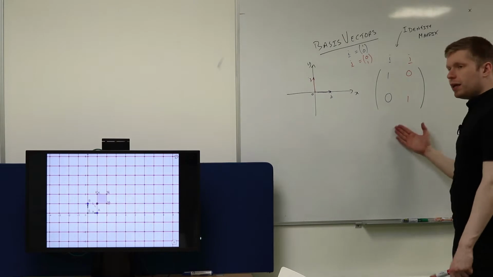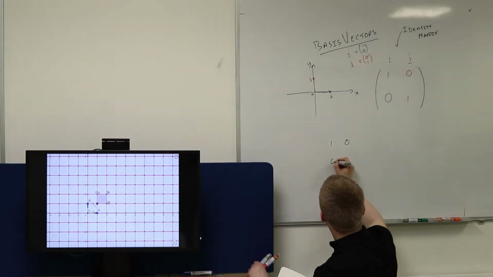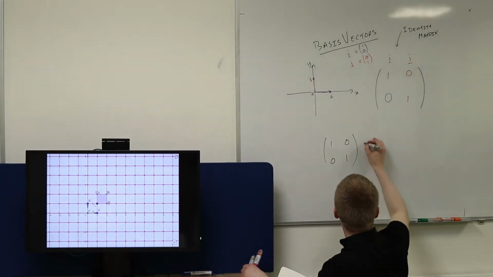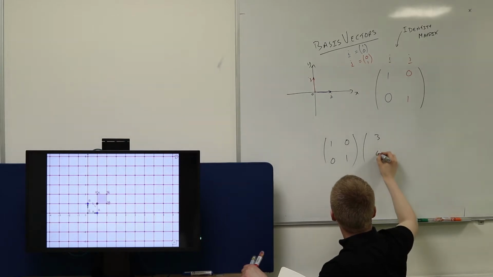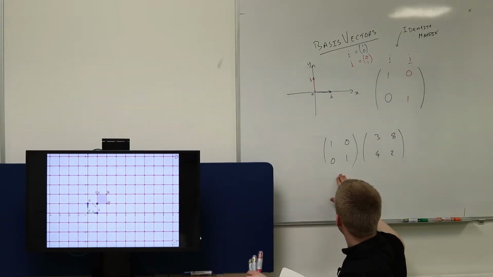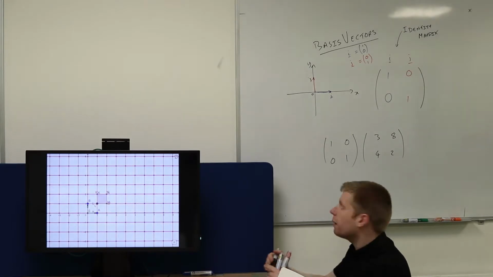So if I take a matrix then, let's take 1, 0, 0, 1, and I multiply by another matrix, let's say 3, 4, 8, 2, okay, 3, 4, 8, 2. If I multiply those two things together, what do I get? In fact, can you do that? Spend 30 seconds and have a go at that.